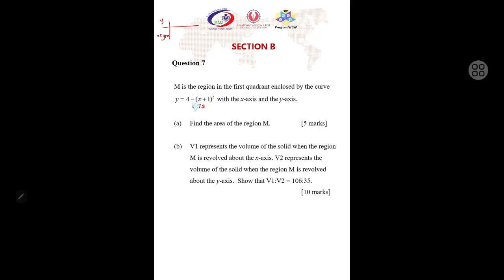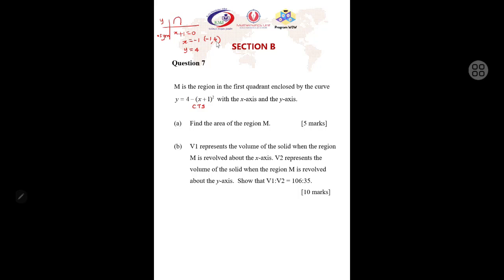This is quadratic with a negative sign, so you have an upside down smile there, and then your point of symmetry, you take the value inside the bracket, x plus 1 equals 0, so x equals -1, and then your y is 4. So this is your point of symmetry, (-1, 4).